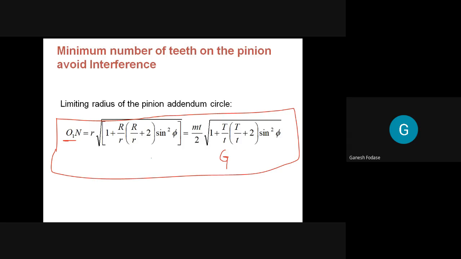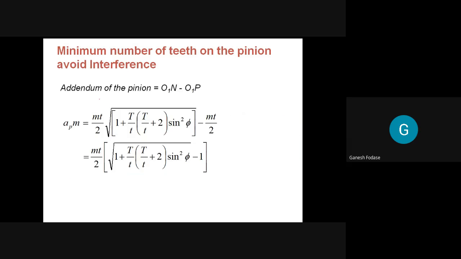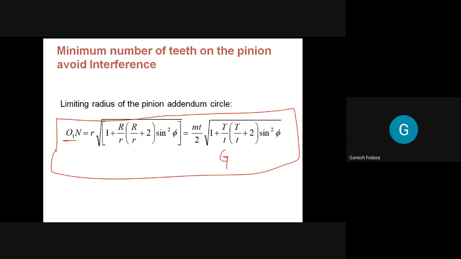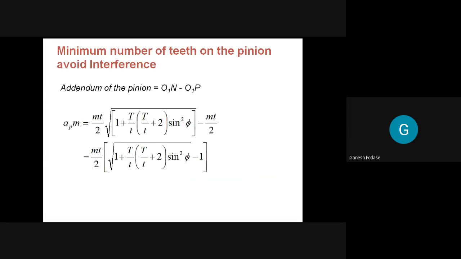Now based on this addendum radius, we can determine the addendum of the pinion to avoid the interference. So in the first step, I determine the maximum addendum radius. In the second step, we are finding the maximum addendum of the pinion to avoid the interference. How much is it? It is the addendum radius, that is O1N, minus the pitch circle radius. So the addendum is equal to RA max minus r. Here it is small r we are using because it is the pinion. So this must be a small r.